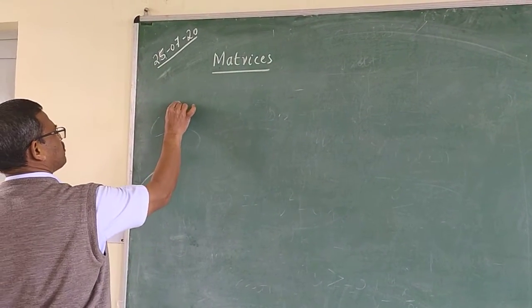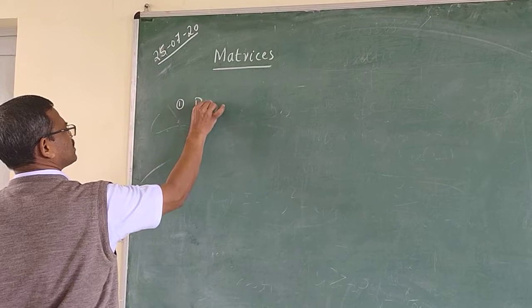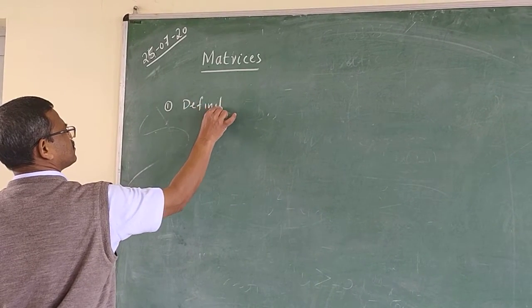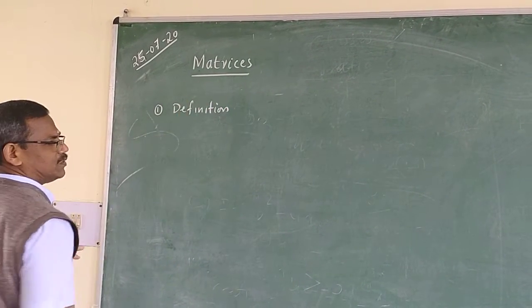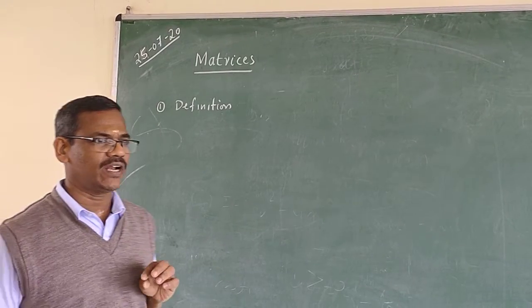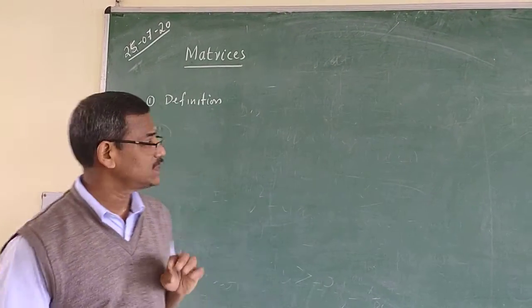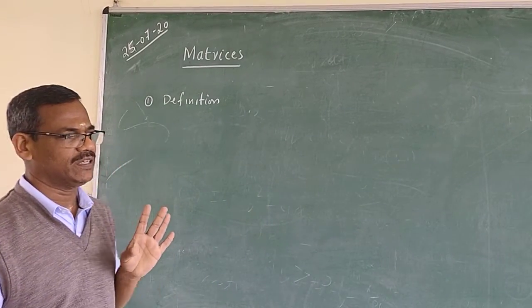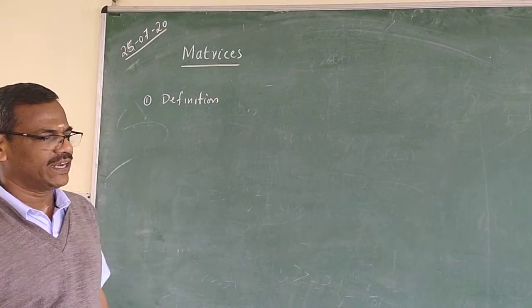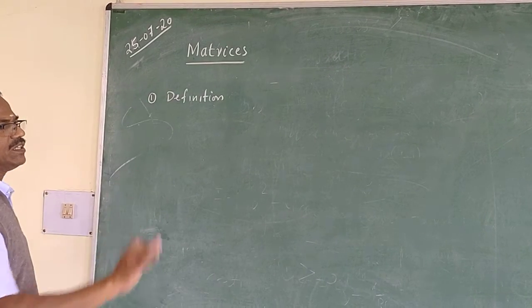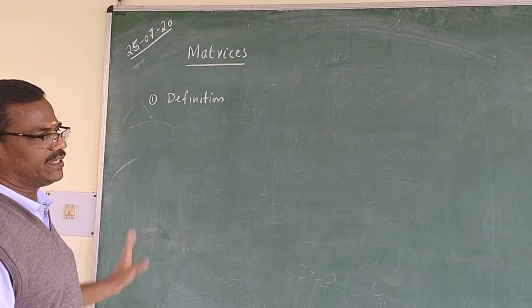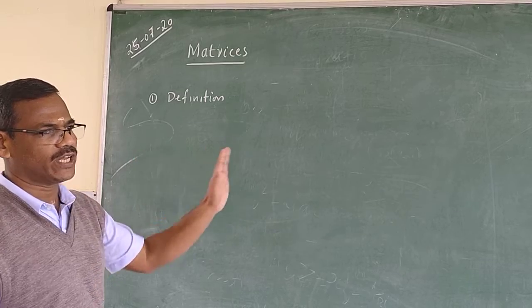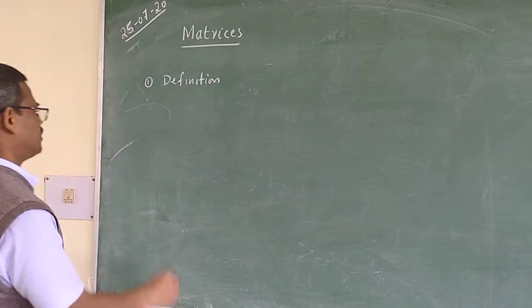So one is about the definition of the matrix. You know that the definition is the rectangular array of numbers. A matrix is a rectangular array of numbers or things, systematically arranged in a rectangular way. Rectangular means there will be rows and columns. That is the definition of it.